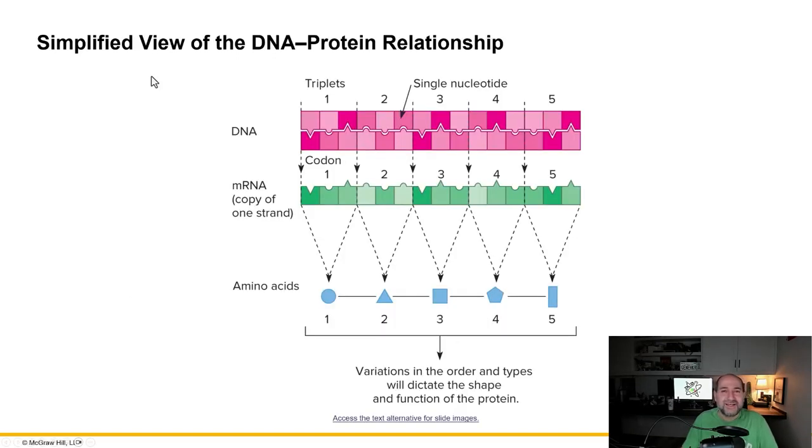Again, to simplify and overview gene expression, remember that genes consist of double-stranded DNA. This is simply a segment of your chromosome. That gene is made up, again, of double-stranded DNA, but the template strand is the strand that is copied by RNA polymerase into a single strand of mRNA, messenger RNA, shown here in green.